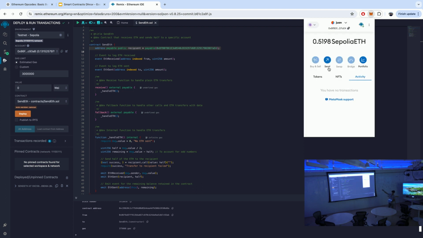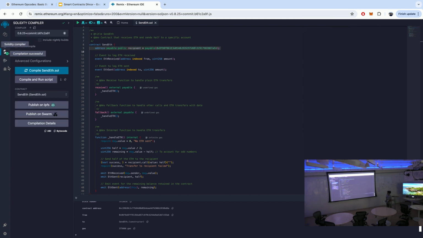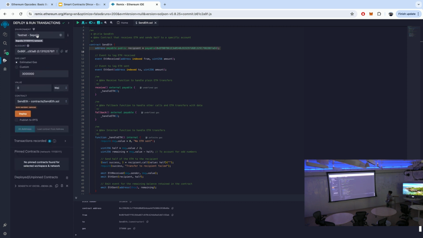So what should happen is, if I deploy this contract and I send 1 ETH to it, automatically half of that ETH is going to be sent to this account right here. So basically, I'm just going to compile this contract, and then we're going to deploy it to Sepolia testnet.